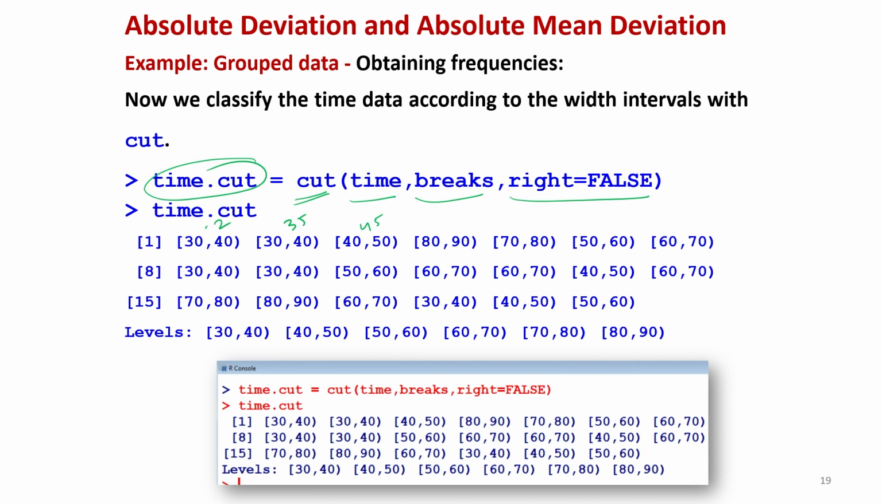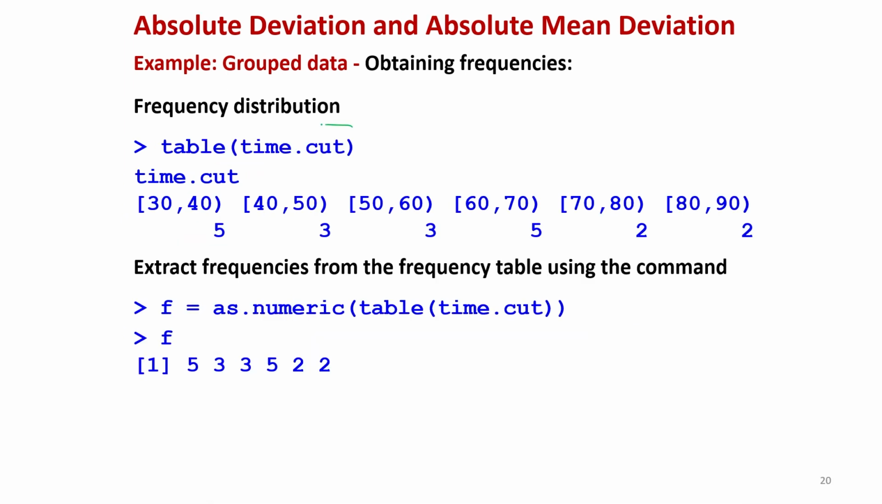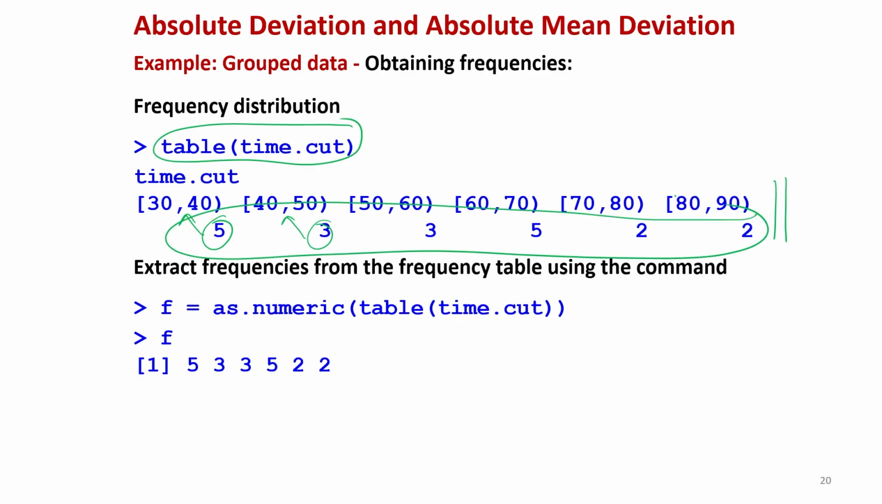So now I try to use this table command over this time.cut, and I get this frequency table. There are 5 values in the interval of 30 to 40, 3 values in the interval of 40 to 50, and so on. I want to extract these absolute frequencies from this outcome. So I use the command as.numeric and table of time.cut, and I get this frequency vector f.